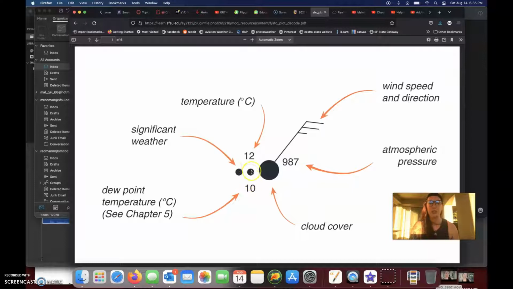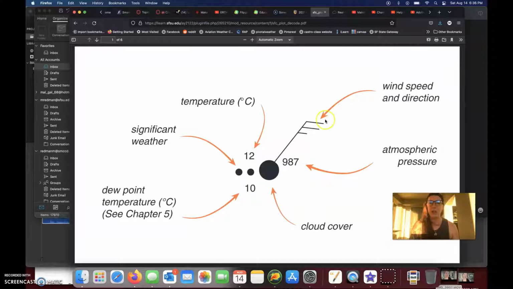And then notice there's this little symbol here between these two numbers. That's significant weather. So that can be anything from, not wind, rain, snow, haze, fire, all that kind of stuff, thunderstorms. And I will break down exactly which of those things there are. There's different symbols for them.